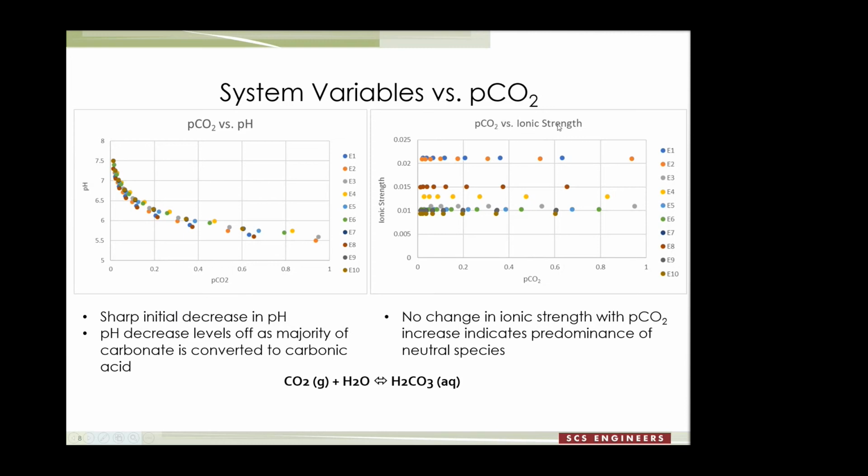With the ionic strength, as you're increasing your PCO2 value, it's hard to tell by the way this graph is set up, but for all 10 samples, that ionic strength value is not changing as PCO2 is increasing, which indicates a predominance of neutral species. And again, referring back to this equation, as you're adding CO2 to the system, you're generating carbonic acid, which is a neutral species.